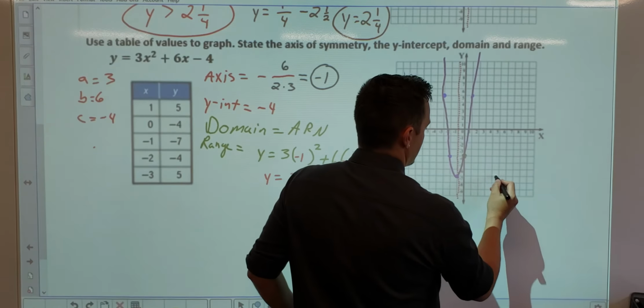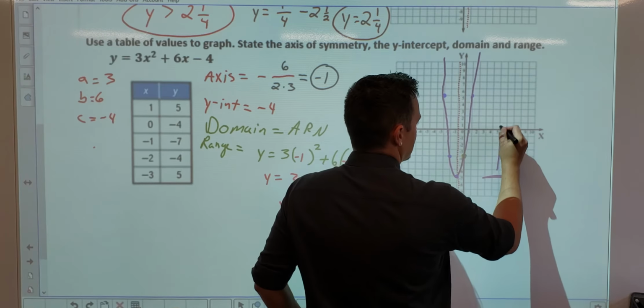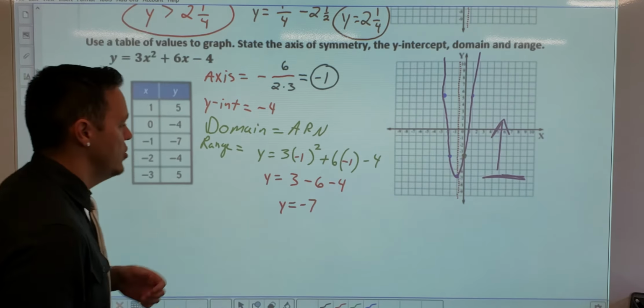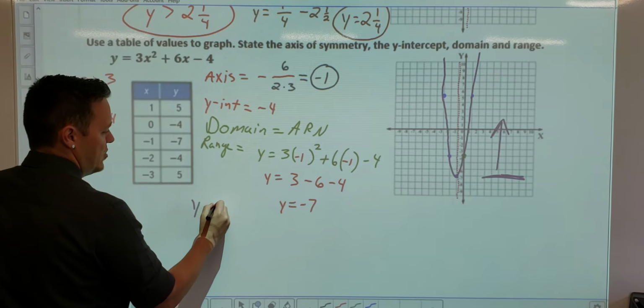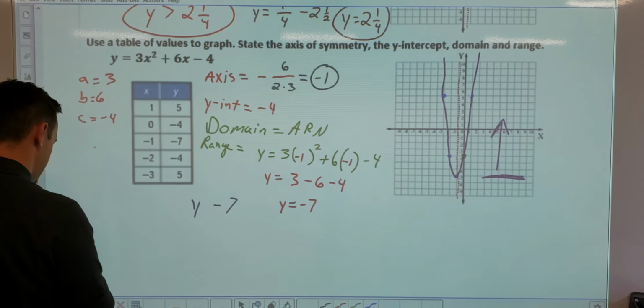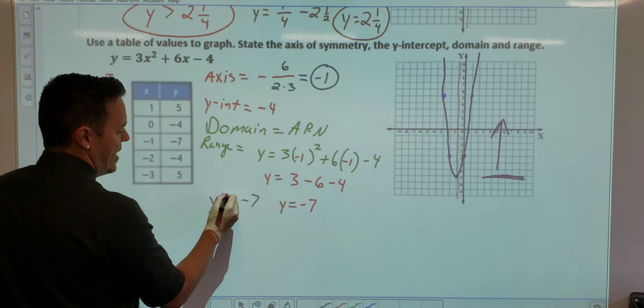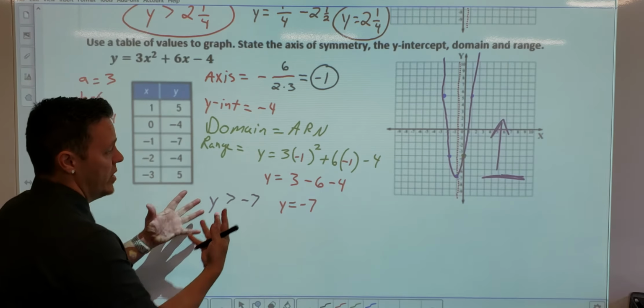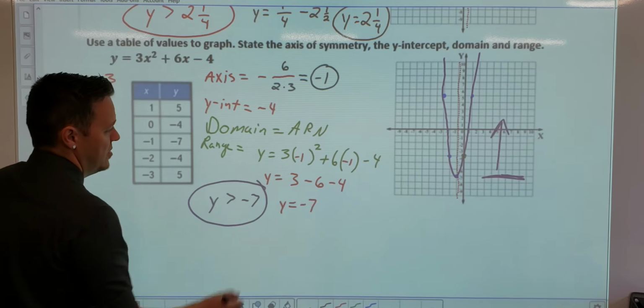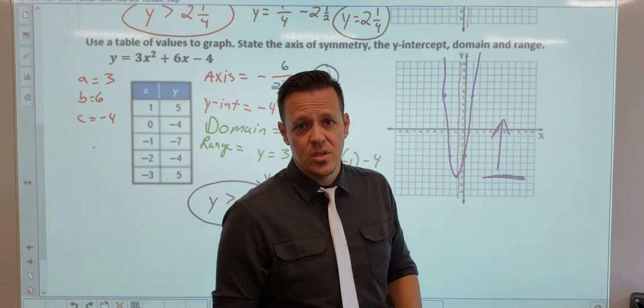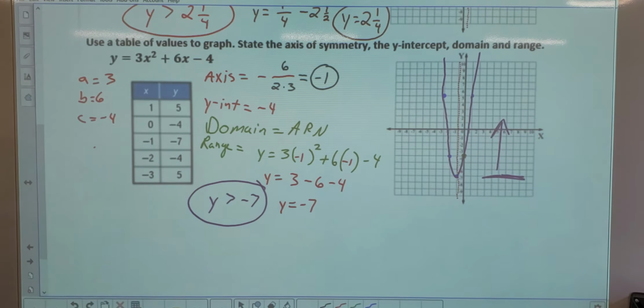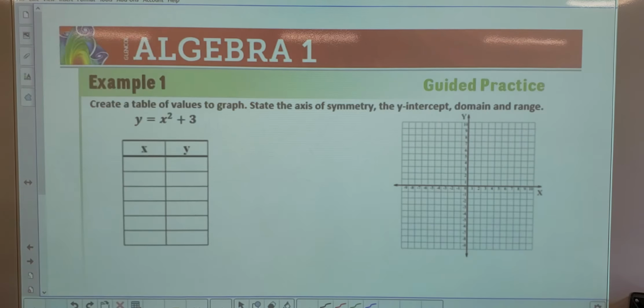Same thing again. Here's your bottom line, and every point is going up with that. So you know that your y value and a -7 are your two things. But what is your actual answer on this one? You know that, once again, every y value going up is greater than -7. So that is your range. All right. Hopefully you guys understand this concept. Simple? All right, your turn.